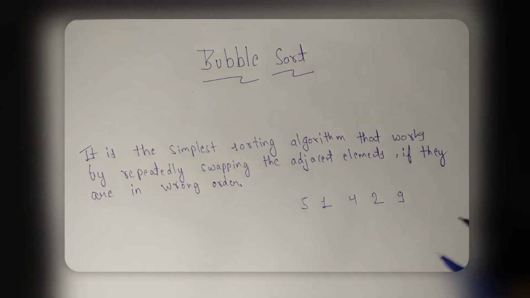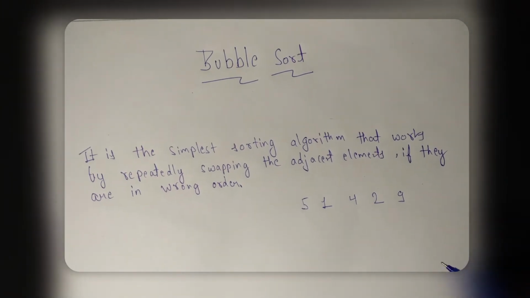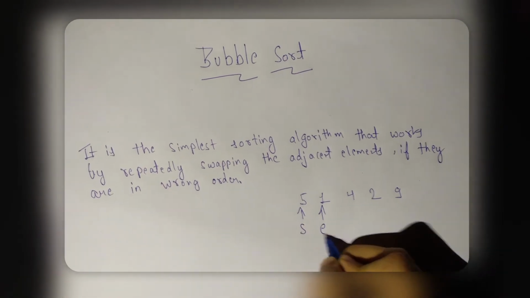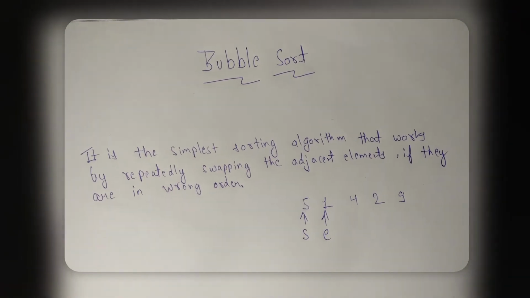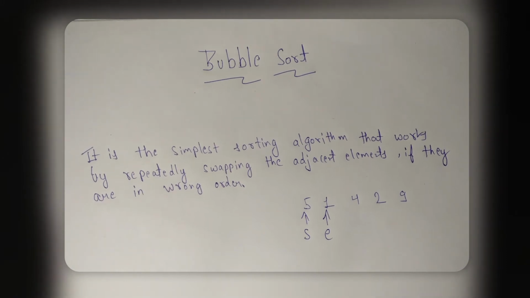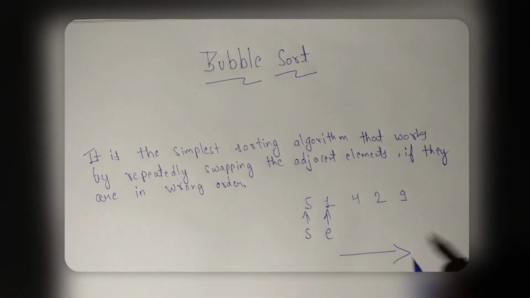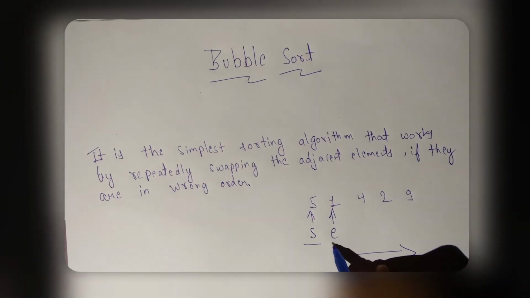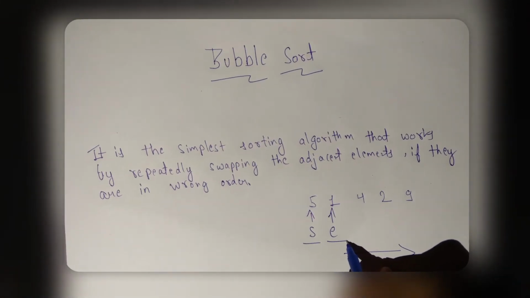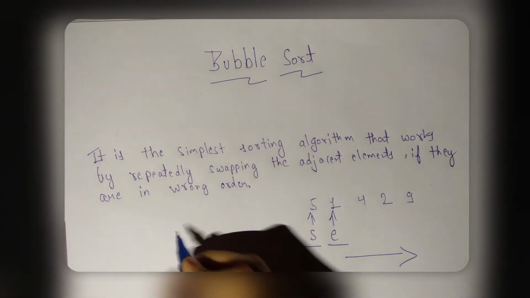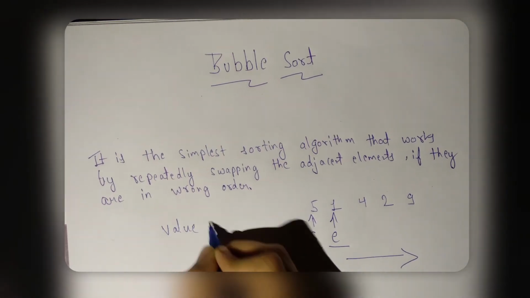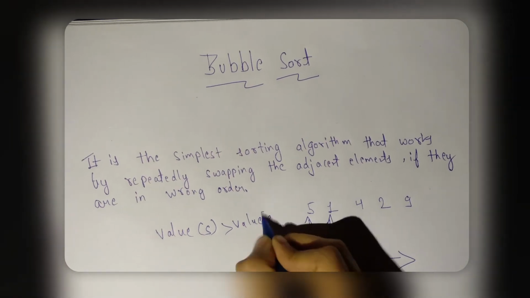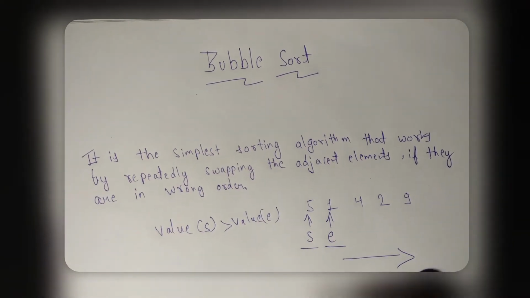In this we will just take two pointers, start and end, and we have to iterate them to the end by checking the condition whether the value at s is greater than the value at e or not. If the value at s is greater than the value at e, then we will apply the swap condition.